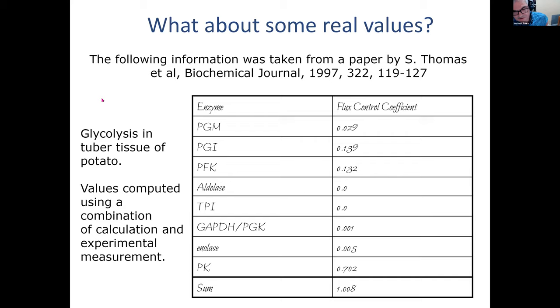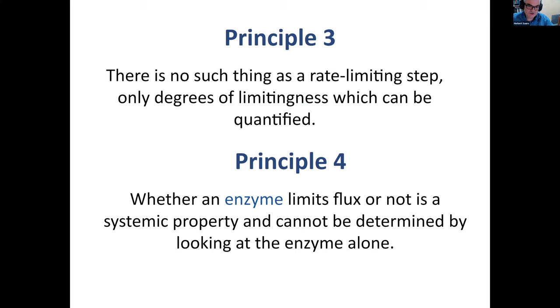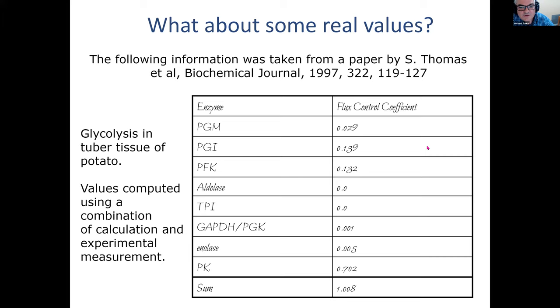Okay, so here are some principles then. First of all, there's no such thing as a rate-limiting step. There's only degrees of limitingness, which can be quantified. You can think of these numbers, these influence numbers, as how limiting the step is, right? So aldolase and TPI are not limiting at all, whereas PK is the most limiting step.